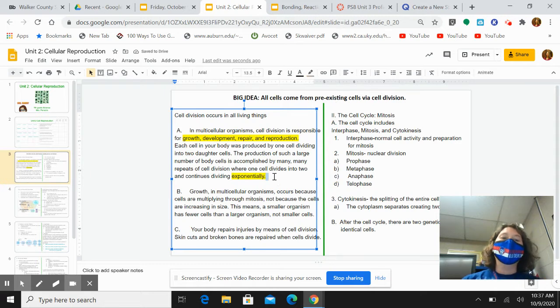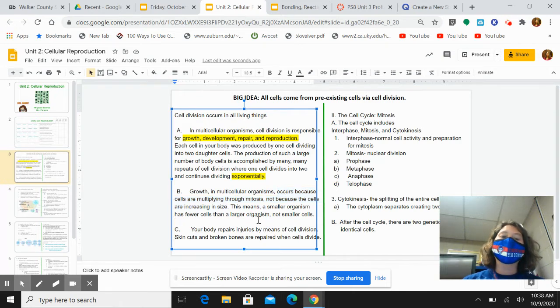Thank you. All right, letter B. Growth in multicellular organisms occurs because cells are multiplying through mitosis. Highlight growth. Skip those words in the commas and highlight occurs because cells are multiplying through mitosis, not because cells are increasing in size. Okay, I am not as large as I am because my cells are super big. I'm as large as I am because I have lots and lots of extra cells, mostly of the fat variety.